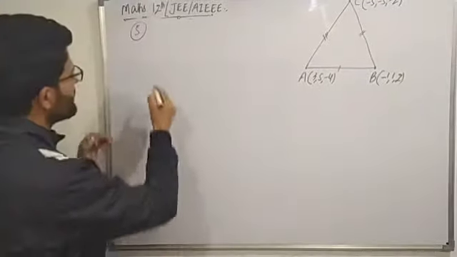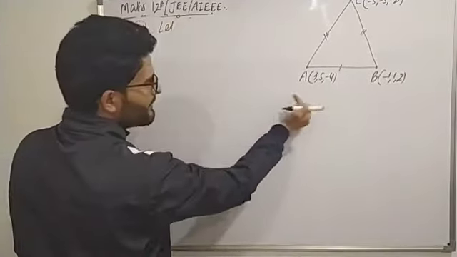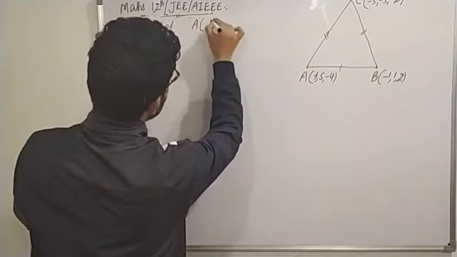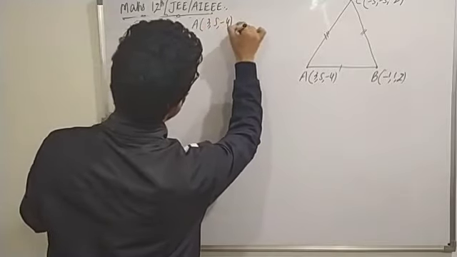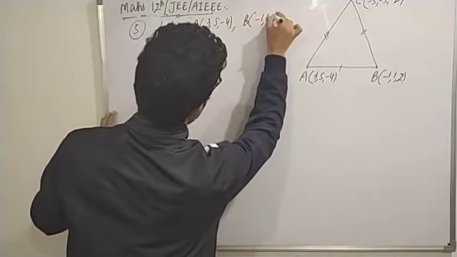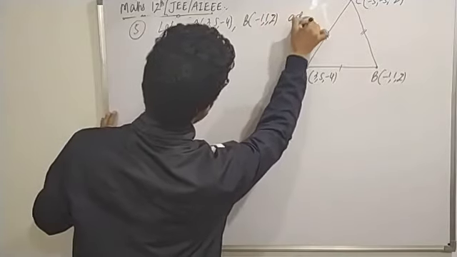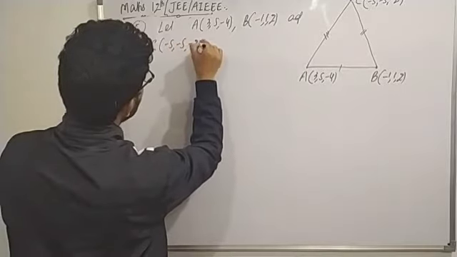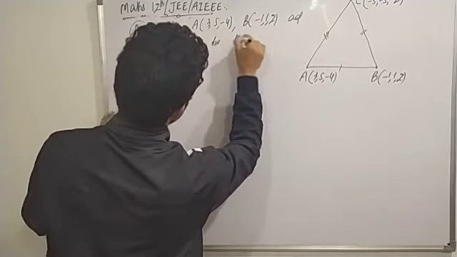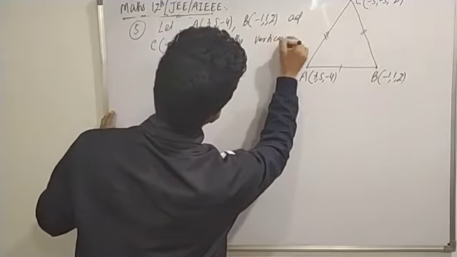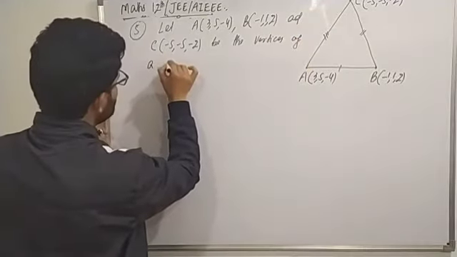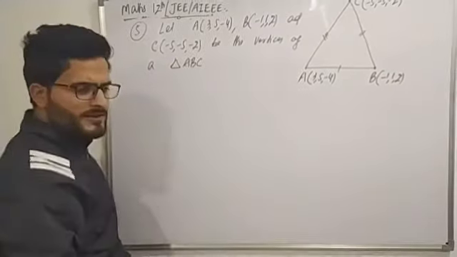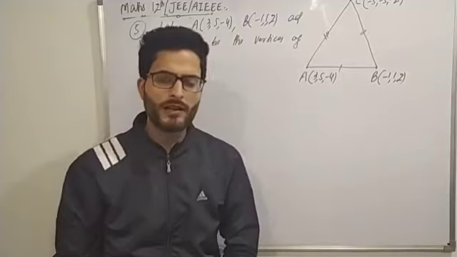So यहाँ पे मेंशन कर देंगे let, चूंकि नाम नहीं रखा था वहां पे ABC, इसलिए let कर रहे हैं. Let A of 3, 5, -4, B of -1, 1, 2 and C of -5, -5, -2 be the vertices of a triangle ABC. So these are the 3 vertices of a triangle, given vertices of a triangle ABC.